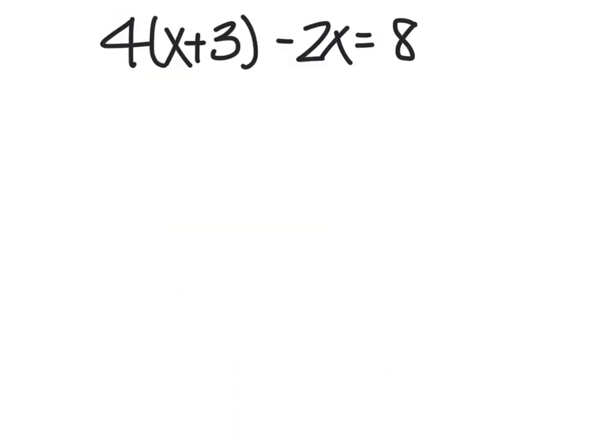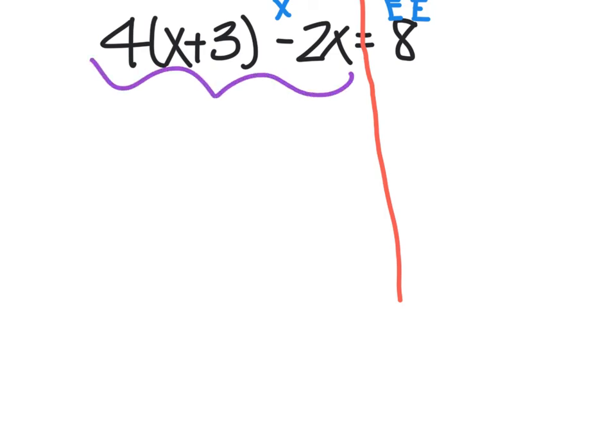So for our last problem, we have 4 times x plus 3 minus 2x equals 8. So we're going to start off the same way. Draw our line down the middle. And we're going to label our sides. We want our x's on one side and everything else on the other side. Now this one's got a little bit more work to do because right now we have multiple x's here and we have these parentheses that we need to get rid of.